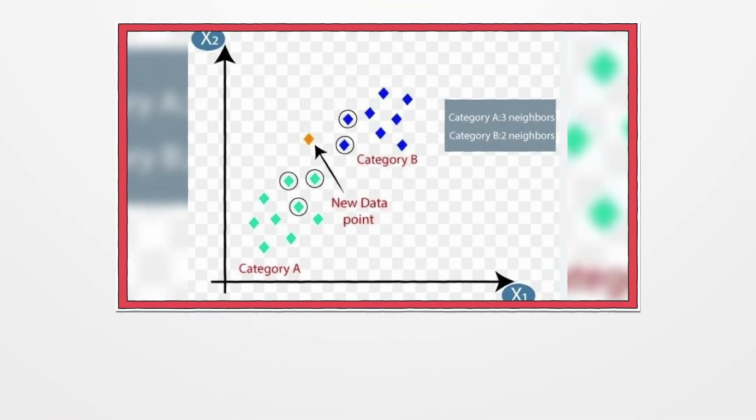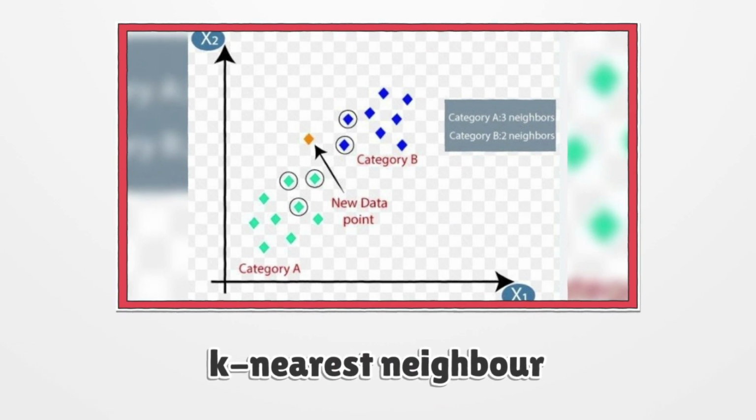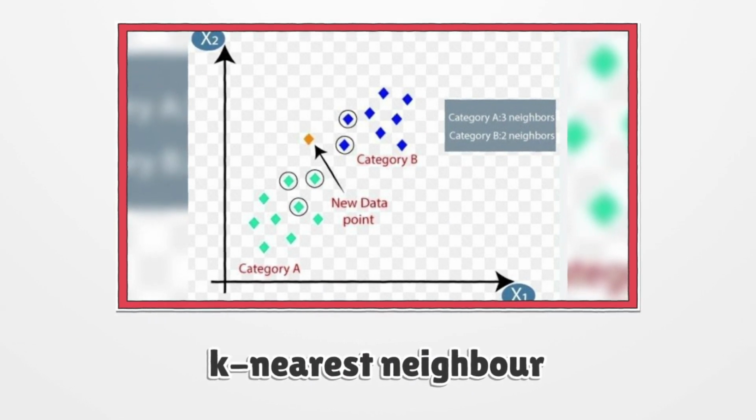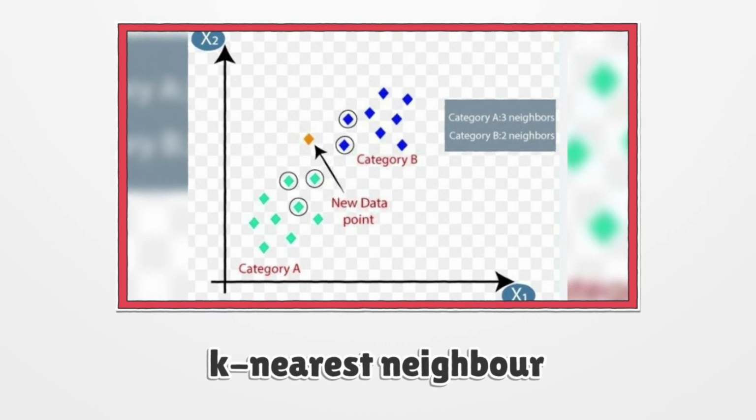The k-nearest neighbor algorithm is an effective classification technique. It finds the k closest training examples to the input instance or program in the feature space. The closeness or distance is often evaluated using the Euclidean distance, but other metrics can also be used.